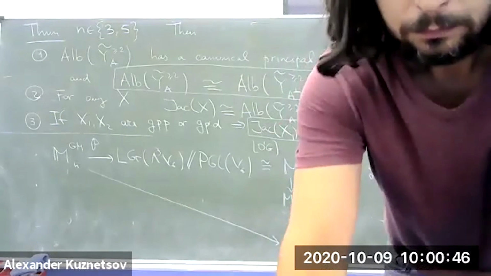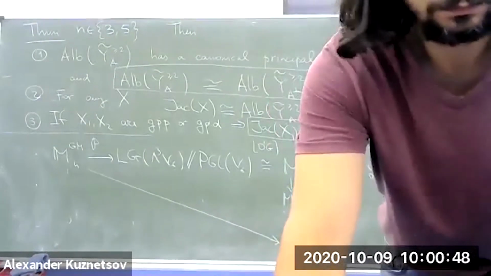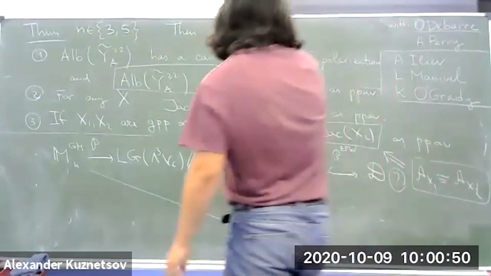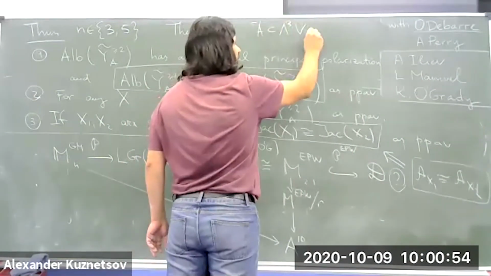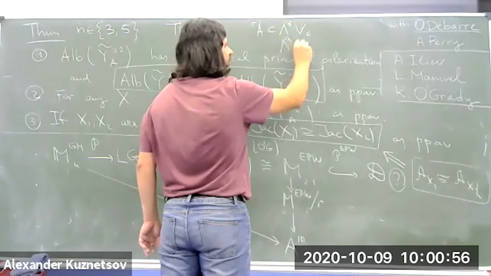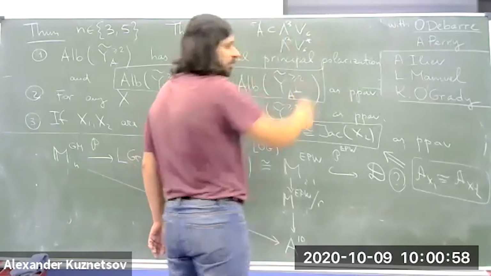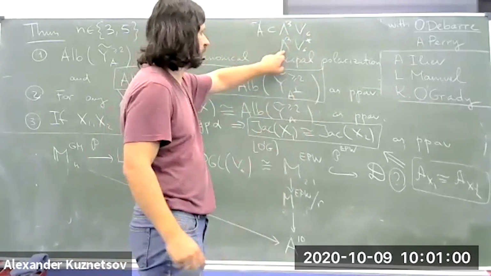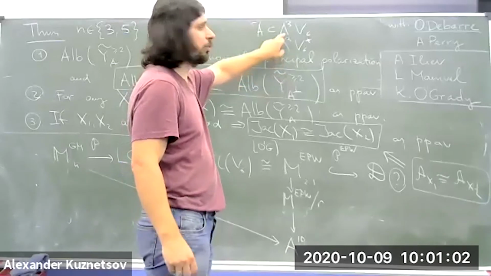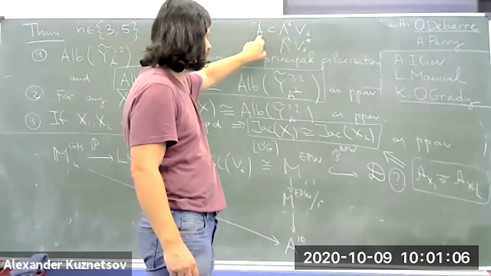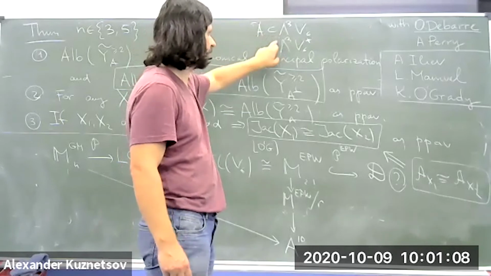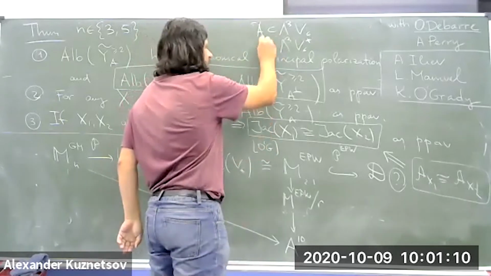What is A perp? I thought A was Lagrangian. Yeah, A was a Lagrangian subspace in lambda 3 of V6. And we can also consider lambda 3 of V6 dual. We can consider the dual six-dimensional space. There is a canonical pairing between these two spaces, and you can consider the orthogonal complement of this subspace here. And this is what I denote by A perp.